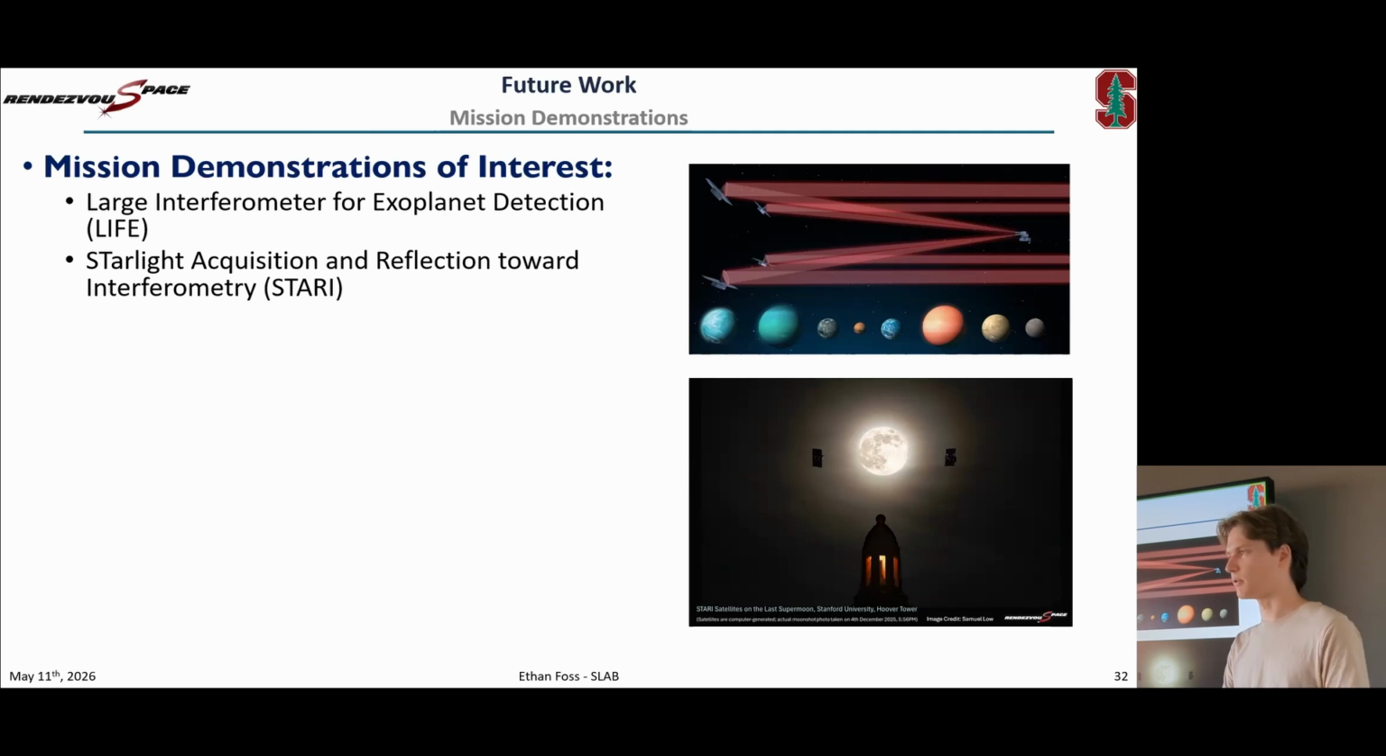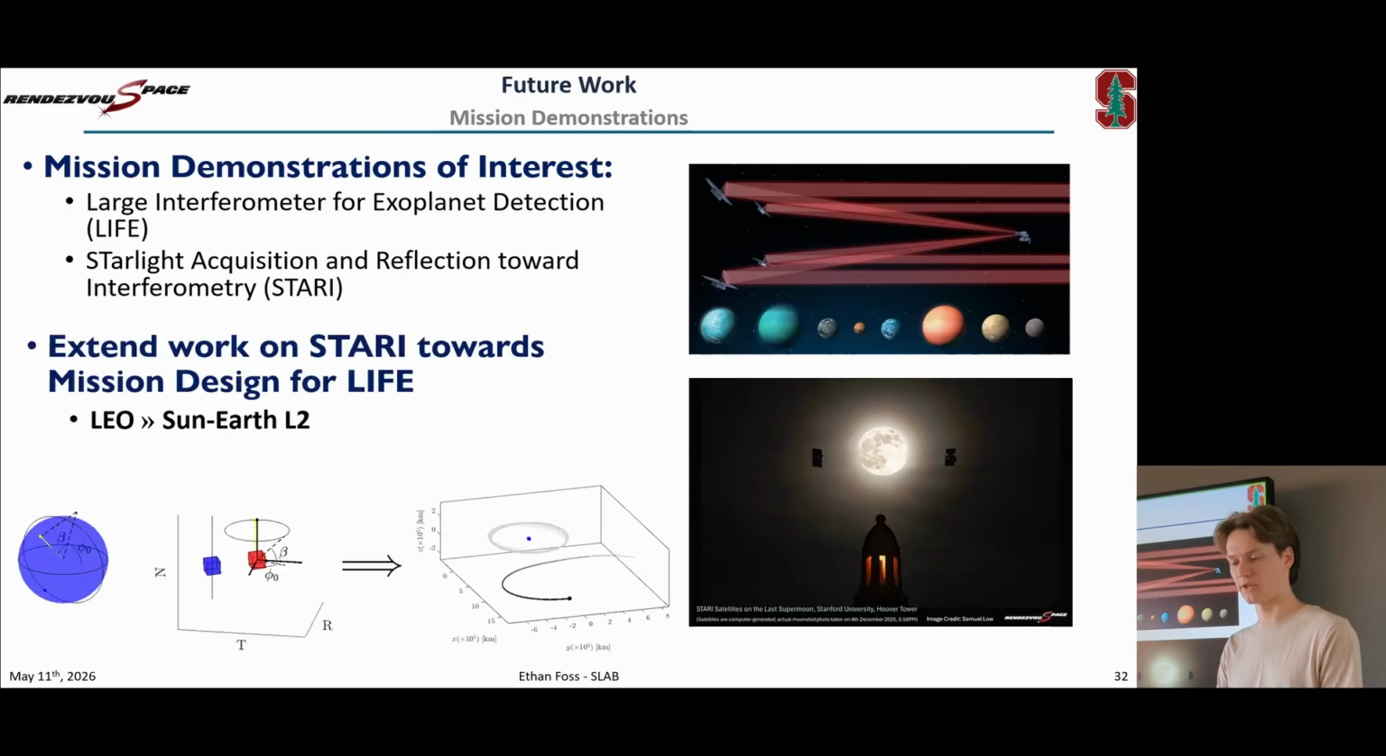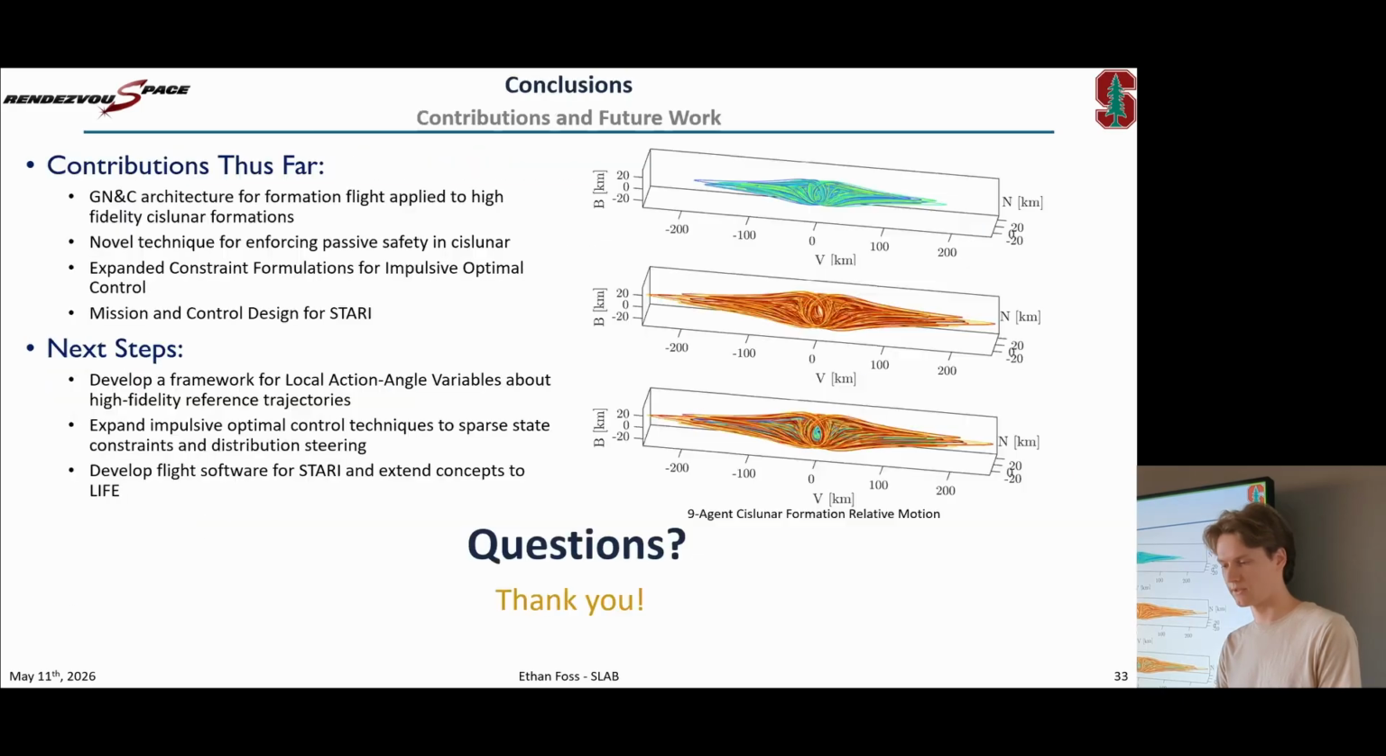So this opens up a really interesting avenue for the PhD in terms of extending these theoretical insights to a practical mission demonstration. So yeah, I think that's pretty much it. I'd just like to conclude by noting the contributions that I've worked on so far. So I've demonstrated a guidance and control architecture for formation flight applied to high-fidelity cislunar regimes.